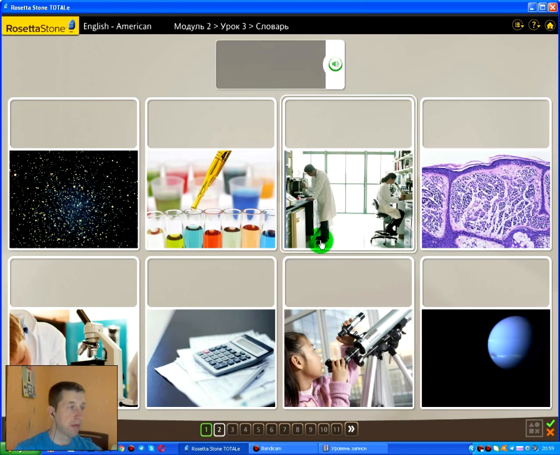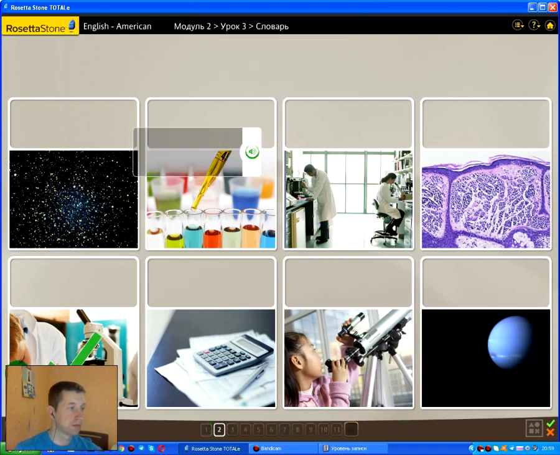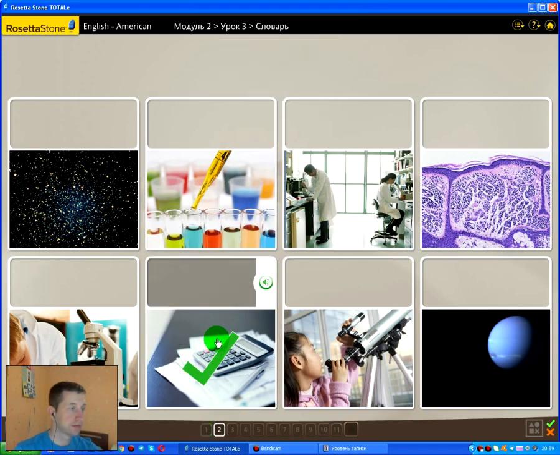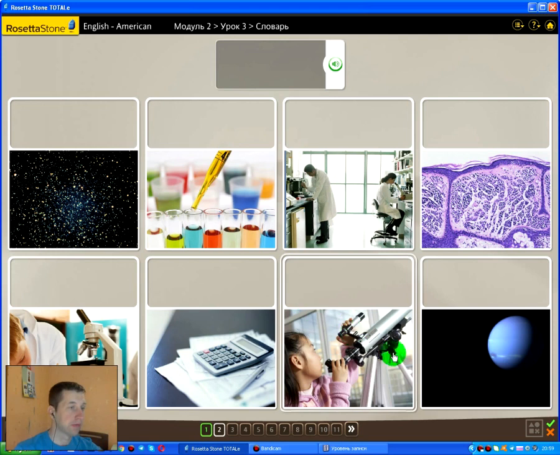A microscope. Микроскоп. Chemicals. Химические соединения. Cells. Клетки. A calculator. Калькулятор. A planet. Планета. A telescope. Телескоп. Stars. Звезды. A laboratory. Лаборатория.